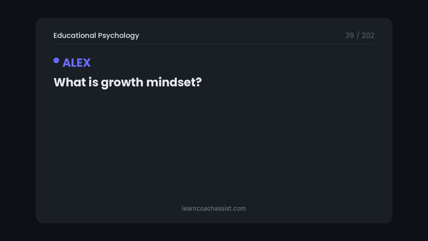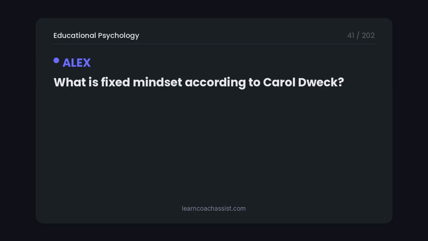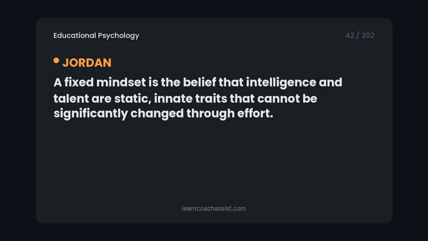What is growth mindset? Growth mindset, proposed by Carol Dweck, is the belief that intelligence and abilities can be developed through effort, learning, and persistence. What is fixed mindset according to Carol Dweck? A fixed mindset is the belief that intelligence and talent are static, innate traits that cannot be significantly changed through effort.